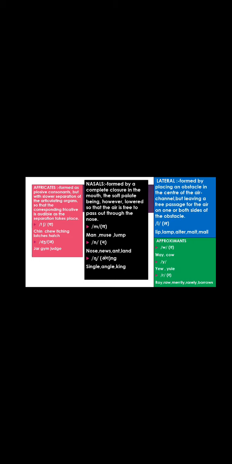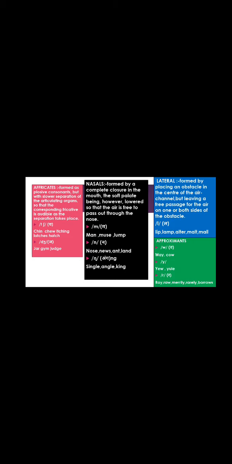Then affricates, formed as the plosive consonants but with slower separation of the articulating organs so that the corresponding fricative is audible as the separation takes place. Cha, chin, chew, itching, latches, hatch. Ja in jar, gem, judge.